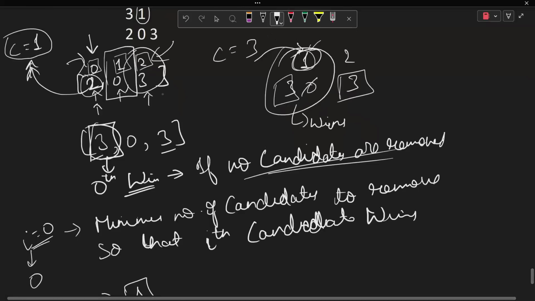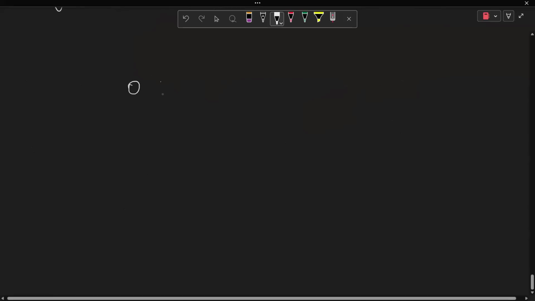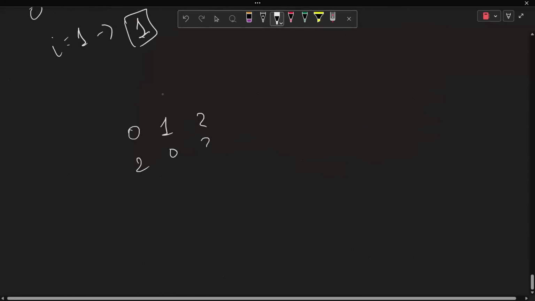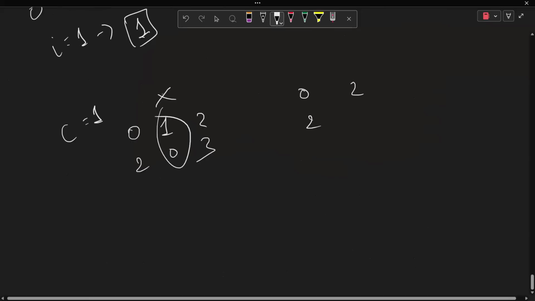Okay, now how can we make this second candidate win? With zero removals, the first is going to win, so definitely it won't have answer zero. Let's try: can we make this second candidate win by removing just one candidate? We can either remove the 0th one or the first one. Here we removed the 0th one, and in that case the first candidate won, the second didn't win. So let's try removing the first candidate. We had 0, 1, 2, and it was 2, 0, 3, and C equal to 1. So let's try and remove this candidate. What would happen? If we remove this candidate, it means we'll have 0, 2, and 3.